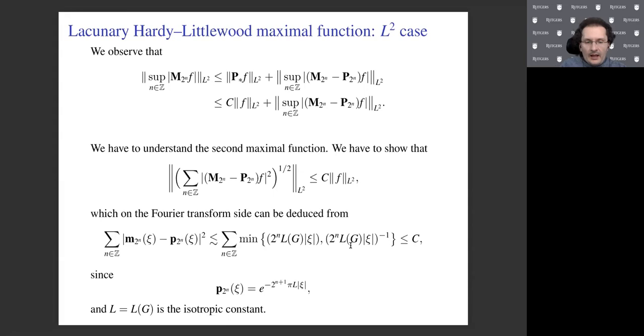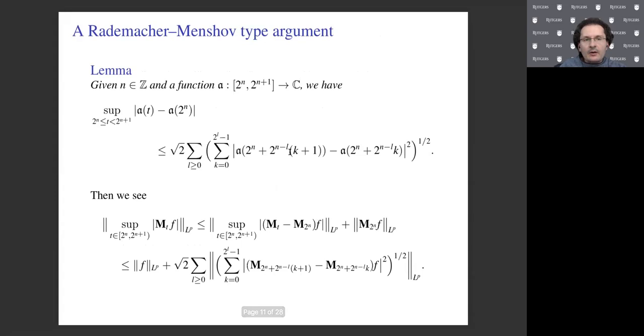Okay, and now let me tell you how from this lacunary case we can pass to the general case. For this purpose we can appeal to a very simple inequality, which is usually called the Rademacher-Menshov argument. It's very well known in the theory of Fourier series. It says that, assume that we have a sequence which is defined on some dyadic block and takes values in the complex plane. Then if we take a look at the maximal function in this dyadic block, it is controlled by the sum of the square functions of this form.